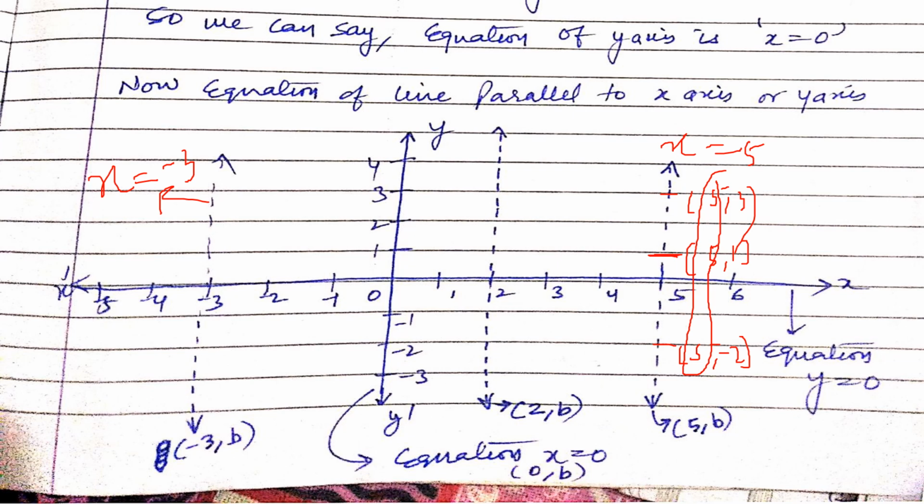Very simple. So whenever someone says, please tell x equal to 7, x equal to 7 is a line parallel to, you will say, very easy, the y-axis. X equal to 3.5 is a line parallel to the y-axis. X equal to minus 2.5 is a line parallel to the y-axis, and so on. You will get like this.